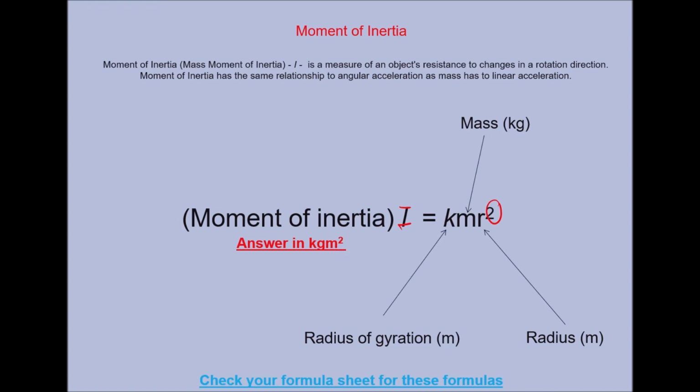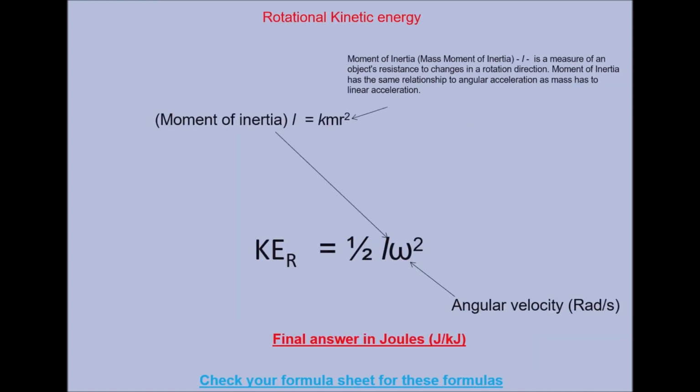Okay, so let's see how that actually impacts on our rotational kinetic energy formula. So we can see here, rotational kinetic energy is equal to half moment of inertia times angular velocity squared.